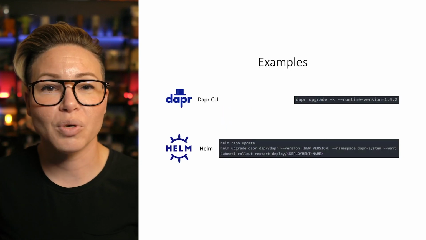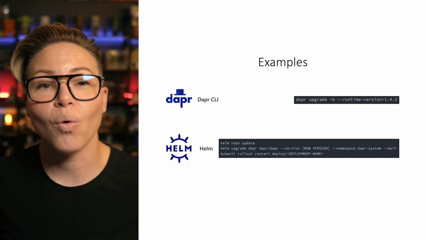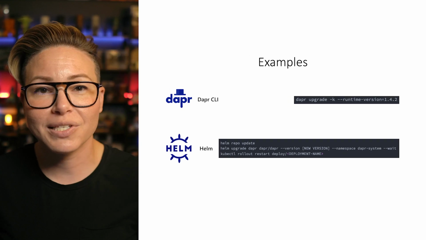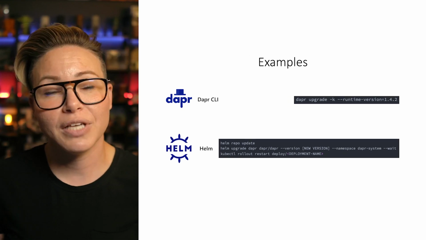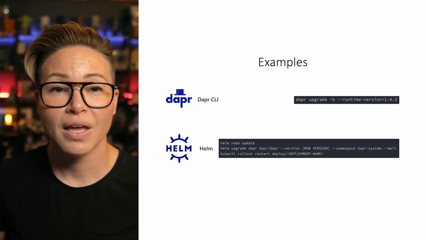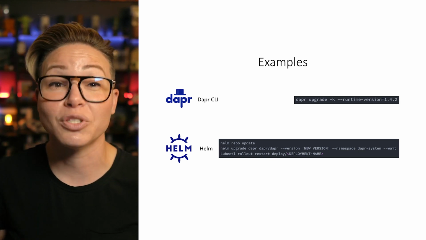Again, here are 2 examples of what an upgrade command would look like whether you're using Dapr CLI or Helm. As you can see, the Dapr CLI is still only one line to upgrade the runtime version in a Kubernetes cluster, whereas the Helm command is a few more. Regardless of which method is used, after the upgrade of the Dapr control plane, you will have to update the data plane, which will upgrade the Dapr sidecars for your application. The Helm example shows a kubectl rollout restart command to demonstrate this.